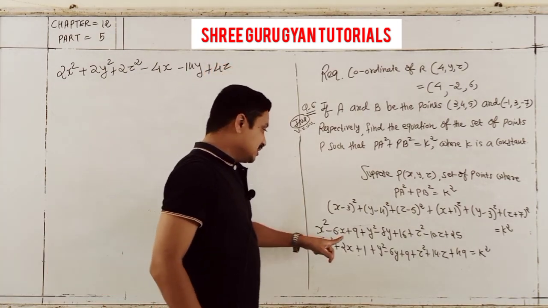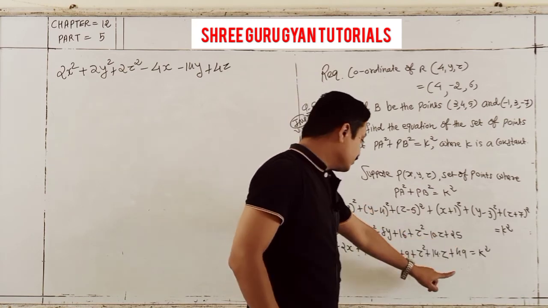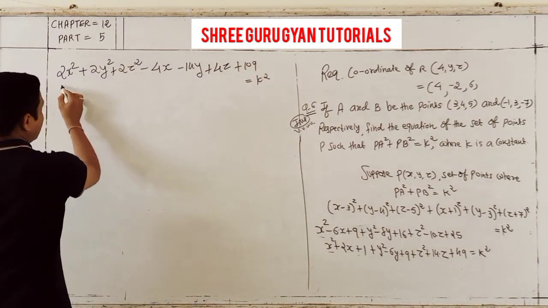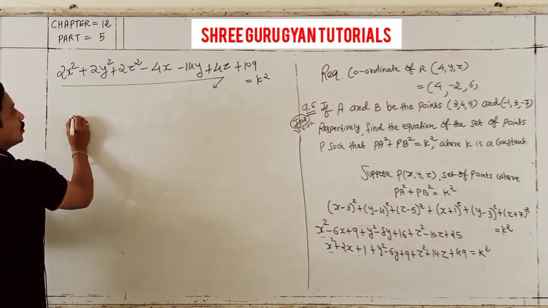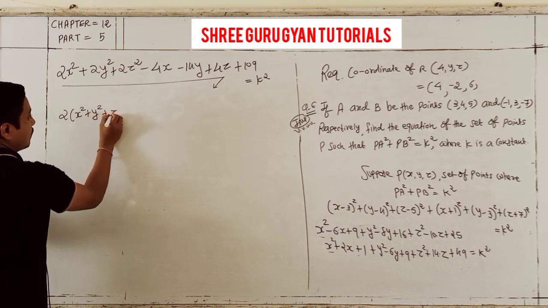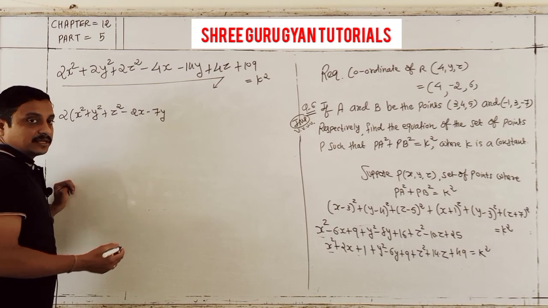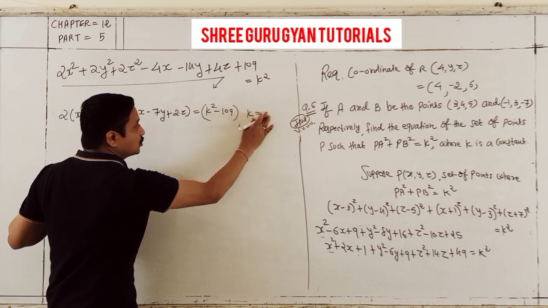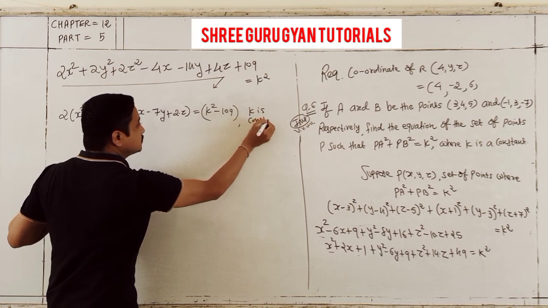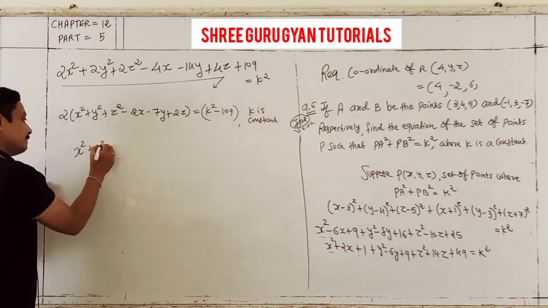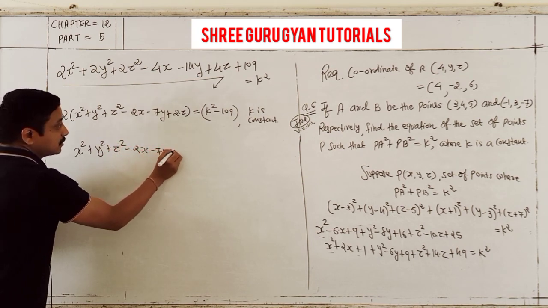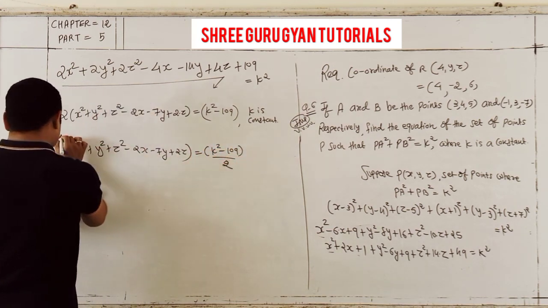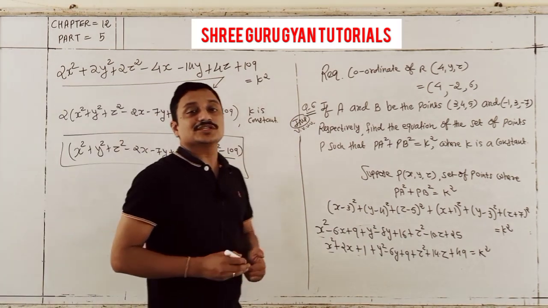Now time coming to the constants. 9 and 16 is 25, and 25 is 50. 50 and 50 is 100, plus 9 is 109, is equal to k square. And on the back side, taking 2 common: 2 common, x square, y square, z square, minus 2x minus 7y plus 2z, and right side k square minus 109, where k is a non-zero constant. In the textbook the answer is, divided by 2, x square plus y square plus z square minus 2x minus 7y plus 2z is equal to (k square minus 109) by 2. And that's how, students, this question 6 is also done easily and simply.